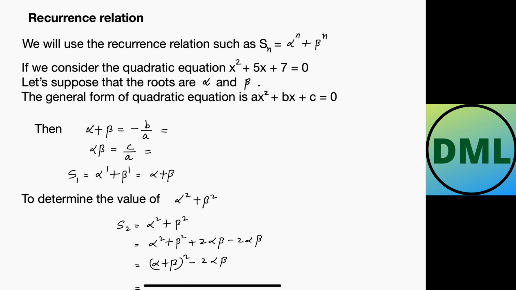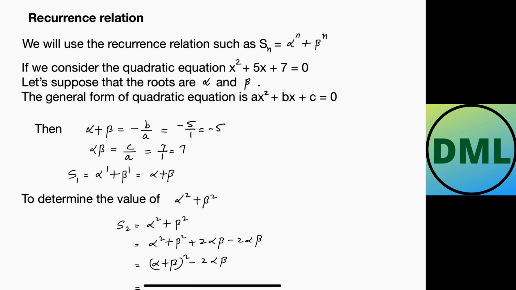If we compare this equation with our general equation, which is ax square plus bx plus c is equal to 0, we will come to know that alpha plus beta, the sum of the roots, is basically minus b over a. If we see that value here, it will be minus 5 over 1, which is equal to minus 5. Alpha beta is c over a. C is 7 and a is 1. So that will be 7 over 1, which is equal to 7.